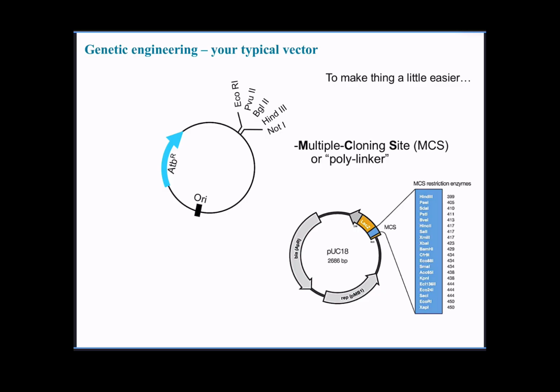So that's just a cartoon showing in cartoonish fashion what a vector should look like. This is a real map of a real vector that someone might use in a lab. And as you can see, the MCS here has all of these target sites for all of those restriction enzymes, basically giving you a lot of options to cut the vector open and hopefully be able to incorporate your insert. All right.